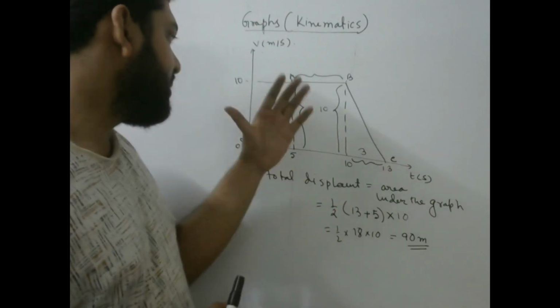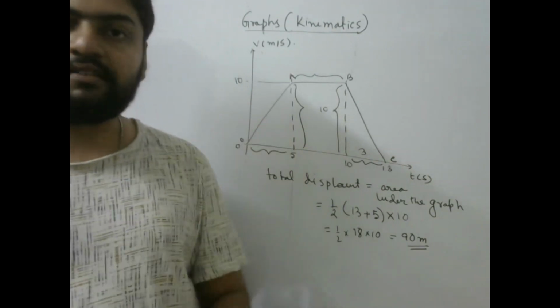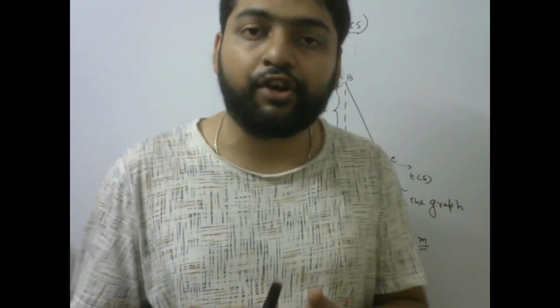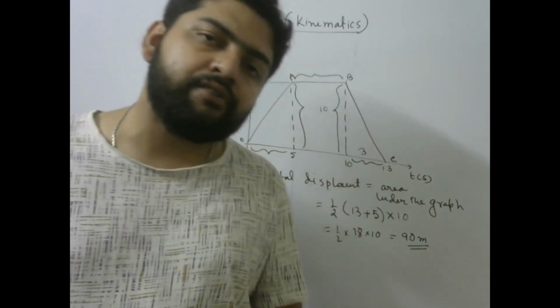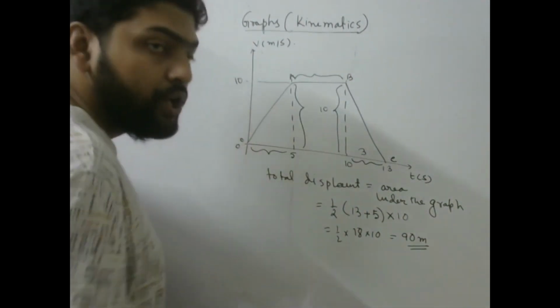So from a given velocity time graph, we can calculate two things. One is acceleration, another one is displacement. Acceleration is the slope of the graph in the different regions, and the area under the curve gives you the displacement. Okay, so let's talk about a statement based problem, how to draw this graph from a given statement.